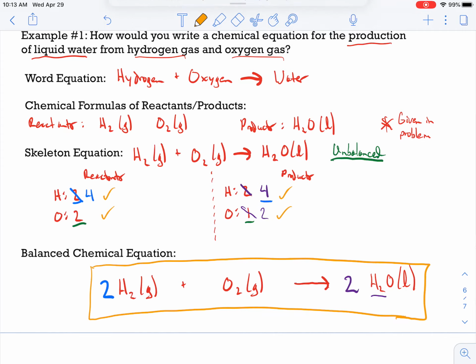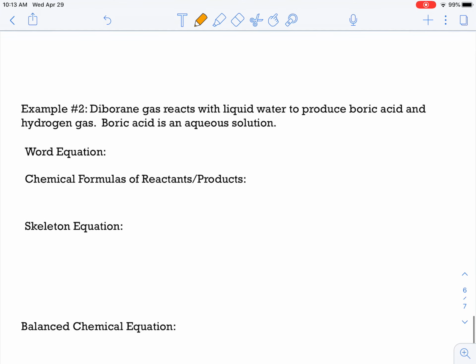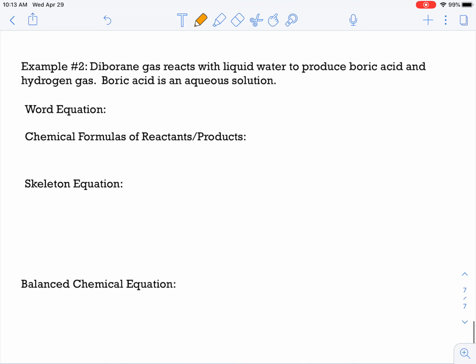So what we're going to do is one more example here to finish off today's video. It's going to be a little bit more challenging. It's going to be an example of a chemical reaction we have not used so far as an example. What we have is diborane gas. It's going to react with liquid water to produce boric acid and hydrogen gas. And they tell us that boric acid is going to be an aqueous solution.